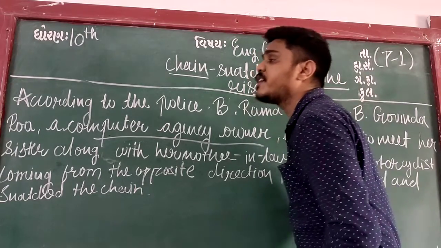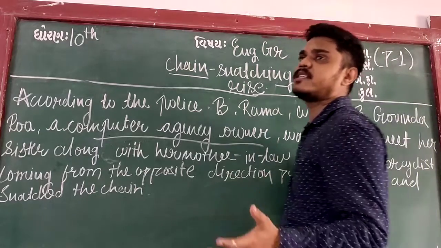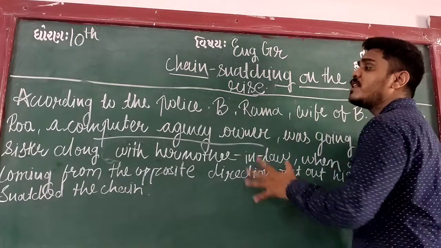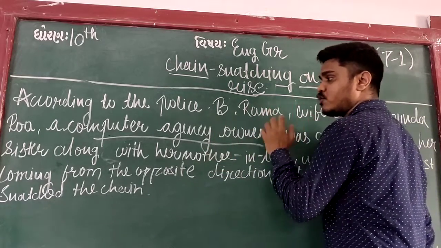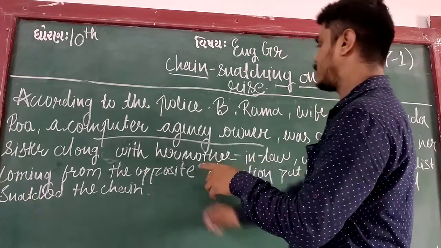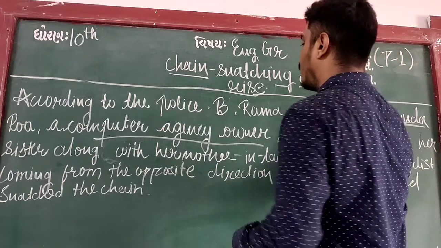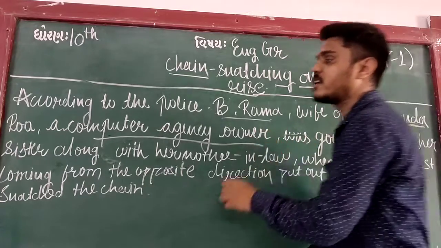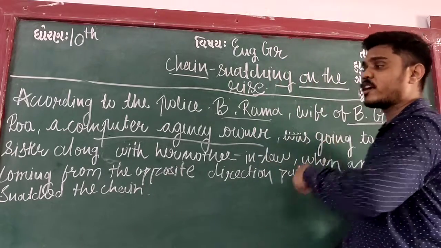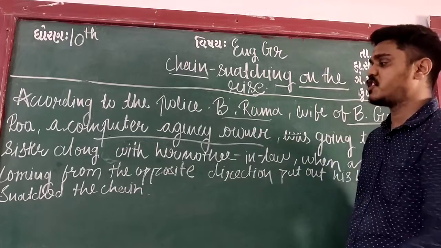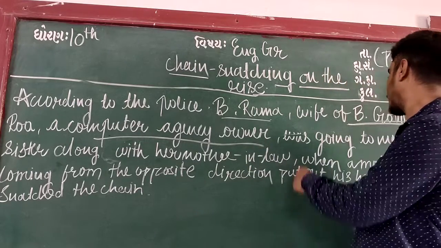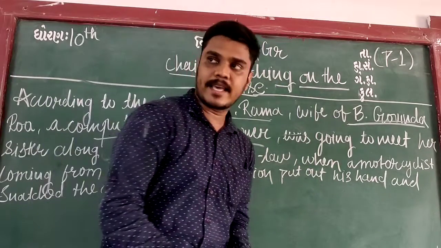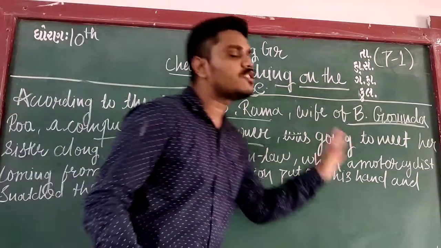But suppose you are just writing casually and you are not presenting the report, then you will write that Rama, the wife of Govind Rao, was walking on the road with her sister and her mother-in-law. Are you getting it? Let me explain again that this is the police report.